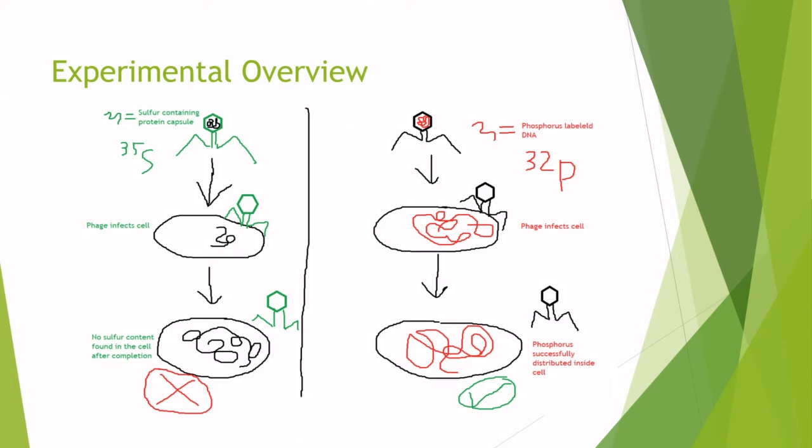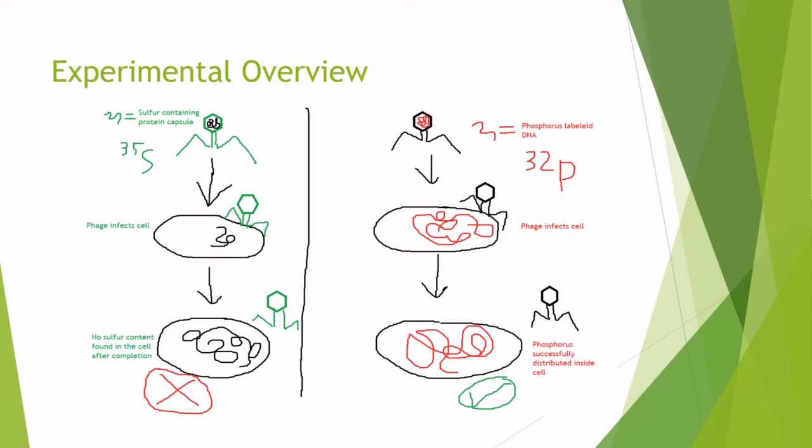Here is a simplified overview of the experiment Hershey and Chase conducted using my obviously expert art skills. Here we have two bacteriophages, one with sulfur labeled on the protein capsule and the other with phosphorus labeled on the DNA within the capsule.